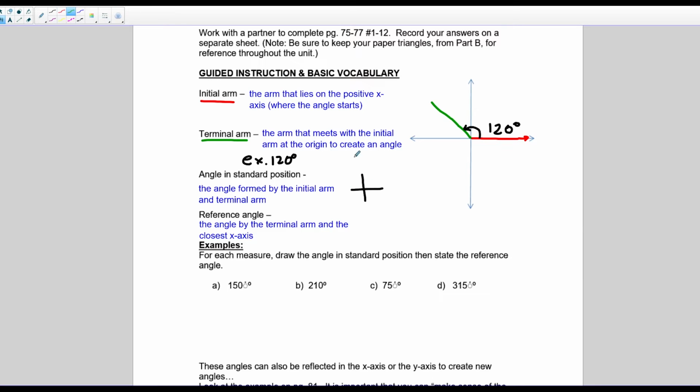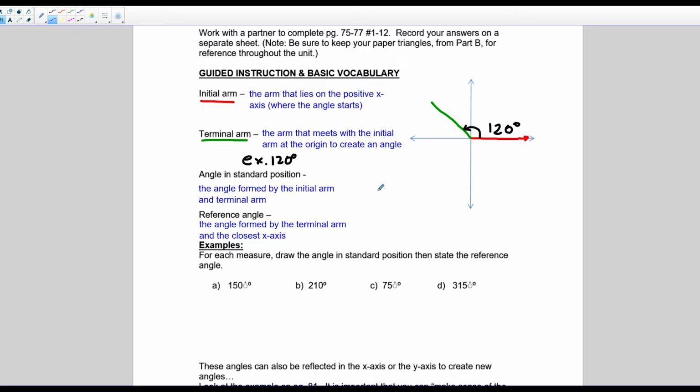Something that is in non-standard position might look something like this instead, where the meeting point that creates the angle is not right at the origin. Or you could have something that looks even weirder. We could have something that looks like this. And maybe what we'll do is we'll have the initial arm actually be up there. So both of these would be examples of angles in non-standard position. Again, not something that you need to worry about in Math 20-1.